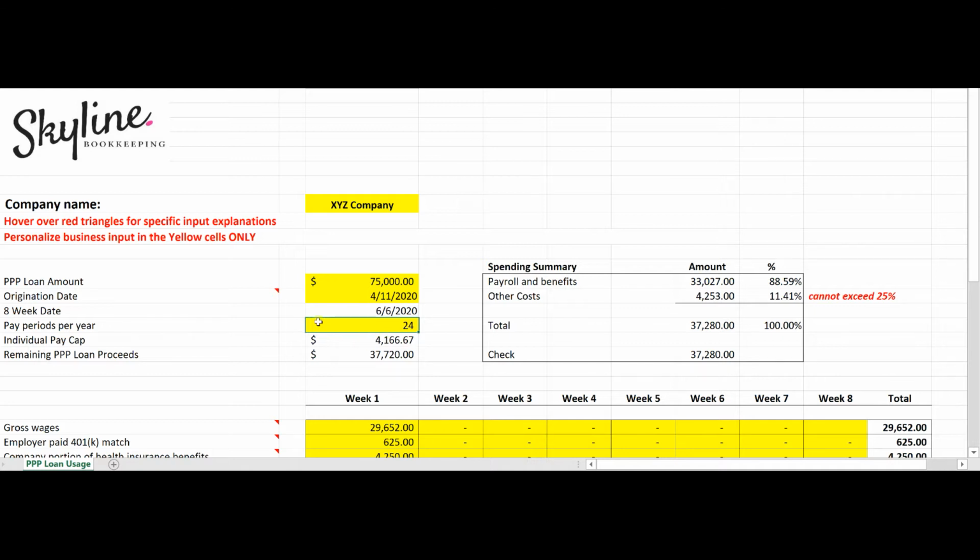The next part is I need to calculate how many pay periods I have per year. If you are on a biweekly basis, you'll have 24 pay periods per year. If you're on a monthly basis, you'll have 12, and so on and so forth. Make sure that you enter in the correct amount here.